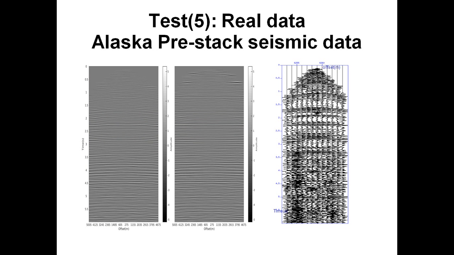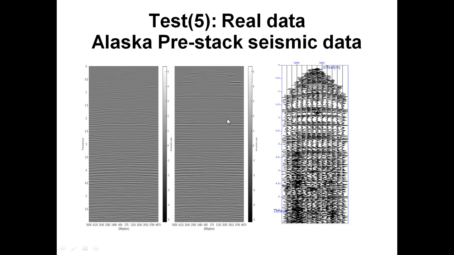Here is the last test in Alaska, and we use pre-stack data. You can look at the middle, you can find the corrected one. At the far left is the main CDB, and also at the right is the original CDB, but at the left you can see it in gray scale.